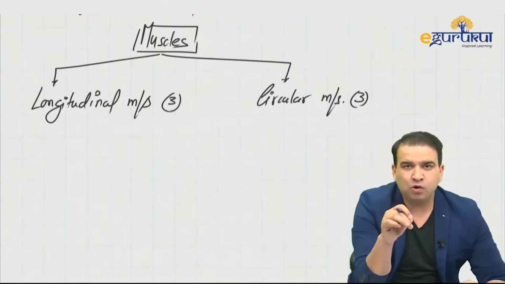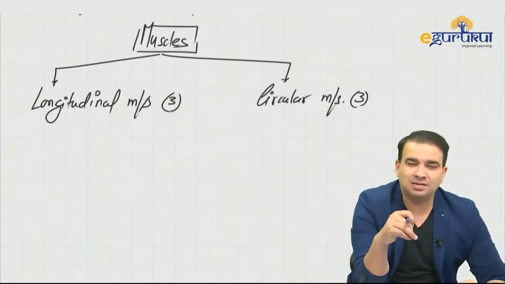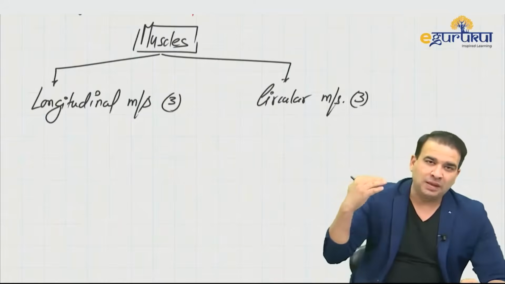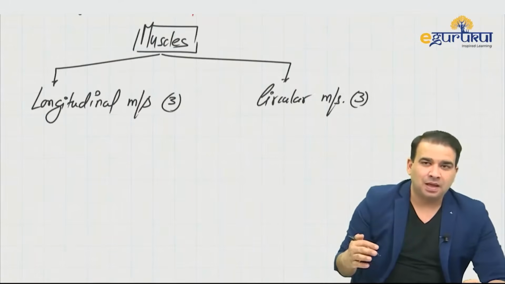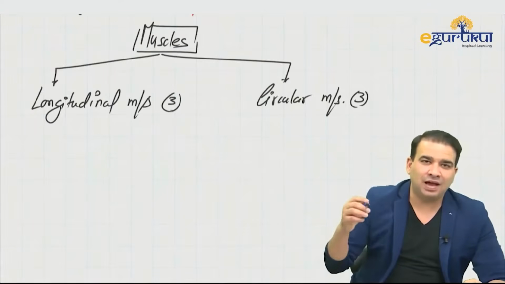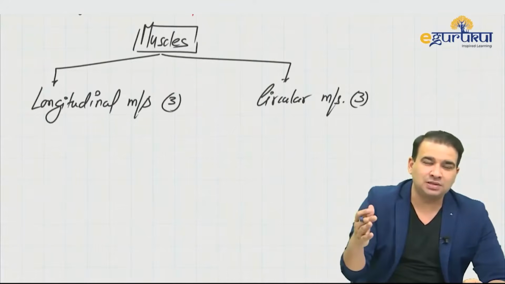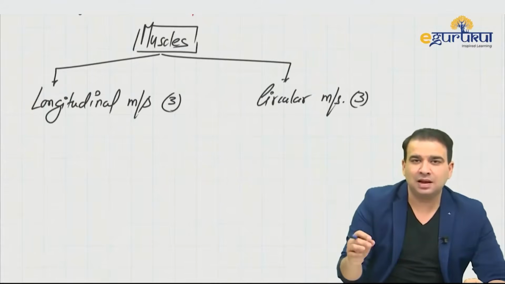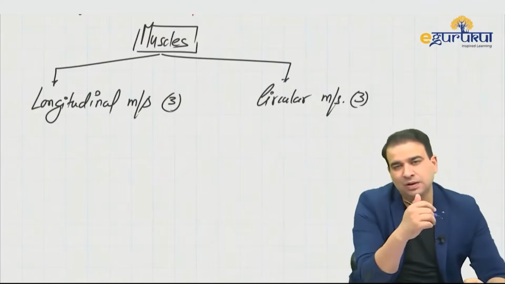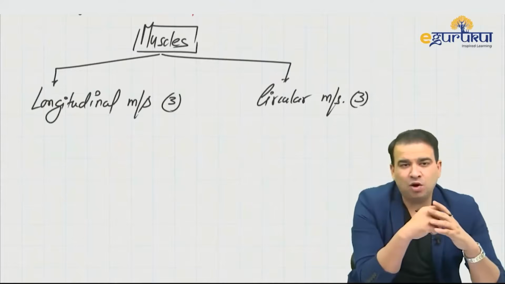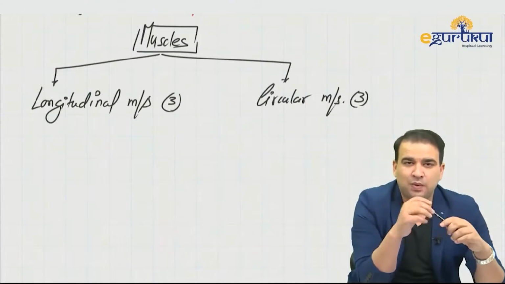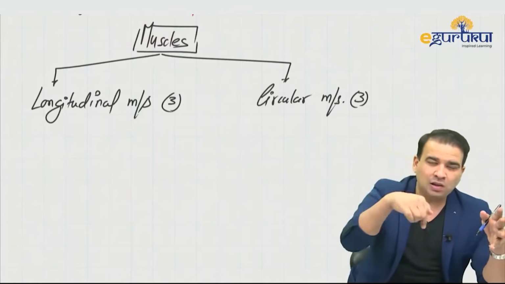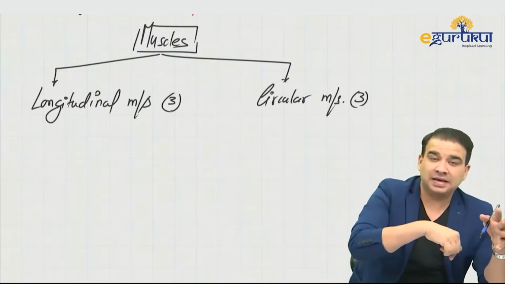Now, a few of you may be saying that we have an inner circular and outer longitudinal, which is true from the esophagus till the anal canal. Everywhere in the GIT, the circular muscle is inside and the longitudinal is outside. Like taenia coli is made up of longitudinal muscle and it is on the outside wall of the large intestine, but not in the pharynx. Pharynx is the place where the circular muscle is outside. The constrictors are outside, and all the longitudinal muscles are seen inside.